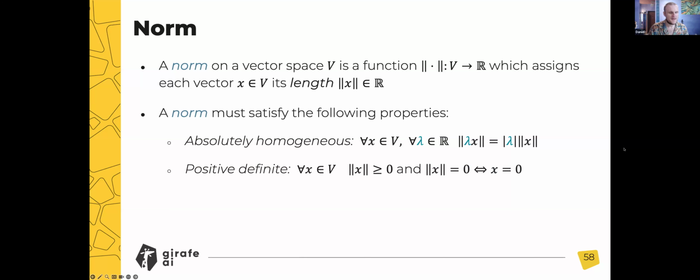It should be the same. It again has to be positive definite, which means that whenever our vector is not of zero length, its length is not zero, and its length cannot be negative, right? Well, that is something that we should expect from a length, because we cannot define what a negative length is.